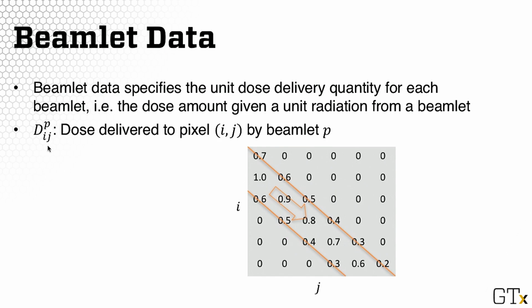More specifically, for beamlet p, that data is a matrix. Each pixel (i, j) has a certain number, d_pij, for example, 0.7, 0, and so on. And D_p is the matrix for each beamlet. Beamlets can come in from different angles and may have different unit dose strengths. So this data matrix is different for each beamlet.